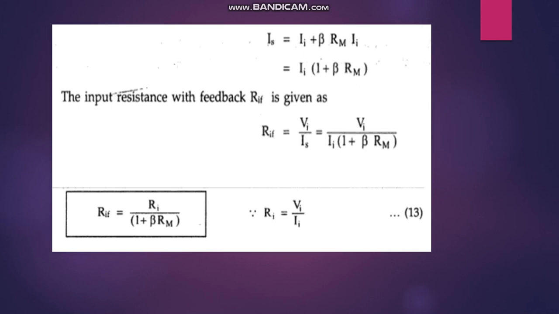RIF, the input resistance with feedback, we know is VI divided by IS. IS we already found, so we substitute it here: VI divided by IA into 1 plus beta into Rm. VI divided by IA we know is RI, the resistance, voltage divided by current. So RIF equals RI divided by 1 plus beta into Rm. Here the input resistance with feedback is in the division. So the input resistance with feedback is less than the input resistance without feedback by the factor of 1 plus beta into Rm. This is for a trans resistance amplifier.